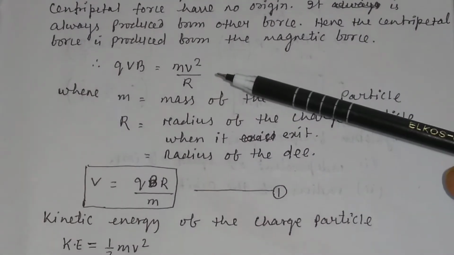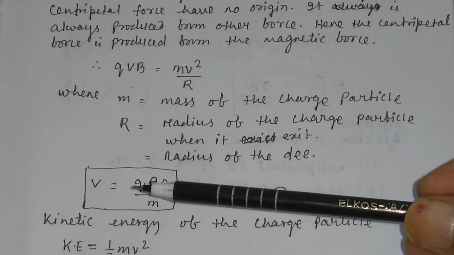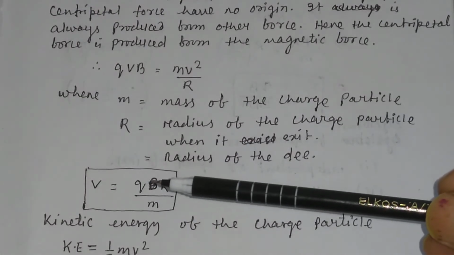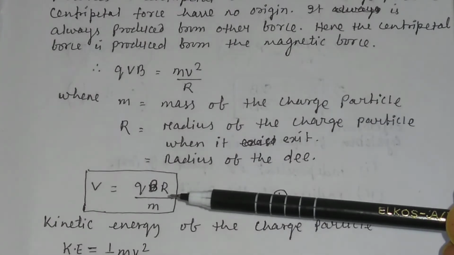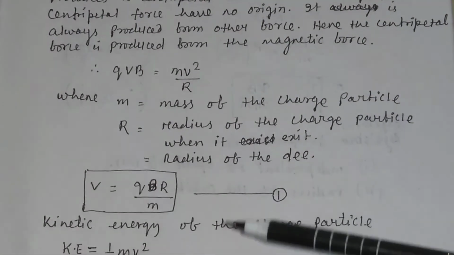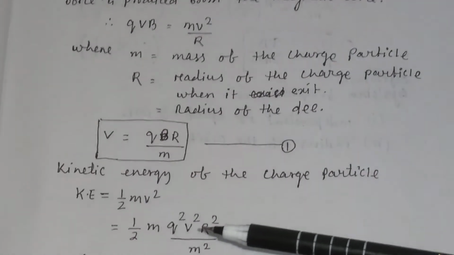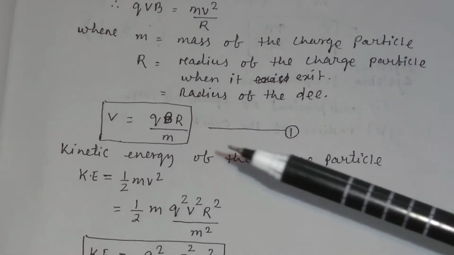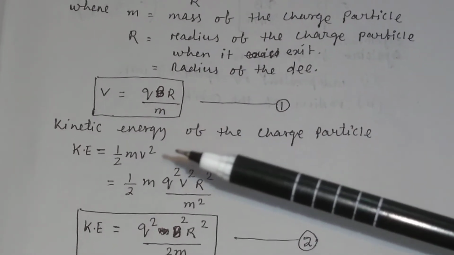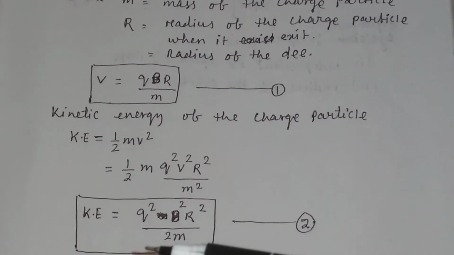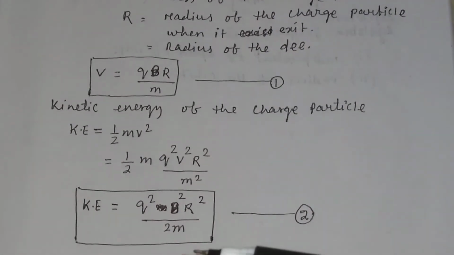So from this equation you can find out the velocity of the charged particle. The velocity of the charged particle will be equal to q into B into r divided by m, and the kinetic energy of the charged particle will be equal to half mv square. So half m into (qBr divided by m) whole square. So the kinetic energy of the charged particle will be q square B square r square divided by twice m.